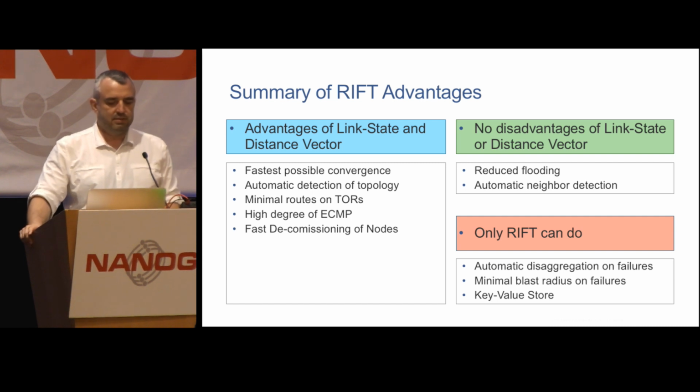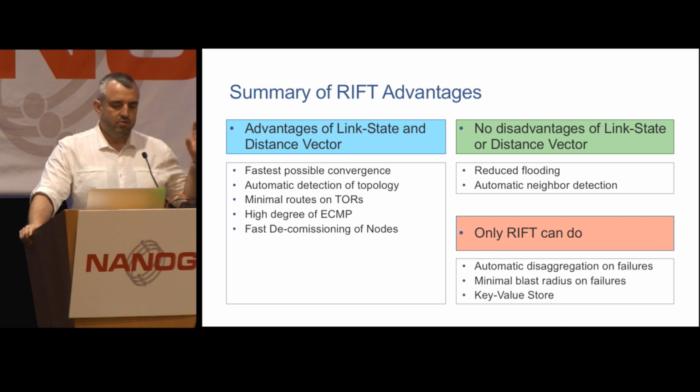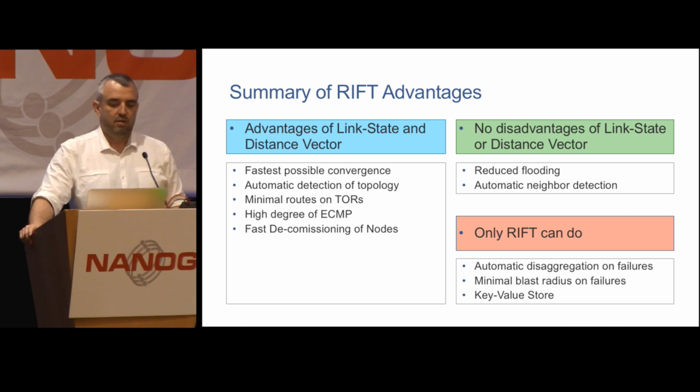So that's the principle of RIFT. We try to address it. RIFT is routing in fat trees, that's why it's RIFT. It takes the best from the well-known link state and distance vector. So it converges as fast as the link state, allows automatic detection of topology, which is new actually, minimizes routes and state on the top-of-rack switches like a distance vector, allows for a high level of ECMP, converges fast, but reduces the flooding.